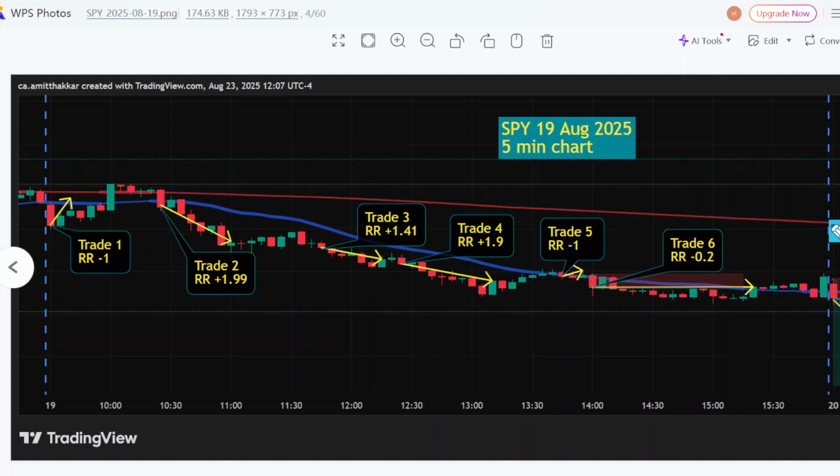Good morning, friends. Today we are going to analyze the SPY chart on 19th August 2025 on a 5-minute time frame. As you can see, this blue line is a day divider. The day starts on the 19th, and on the right side, the vertical line is the day end. This is as per the New York time zone.